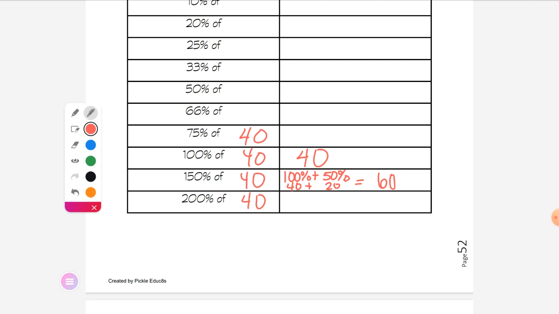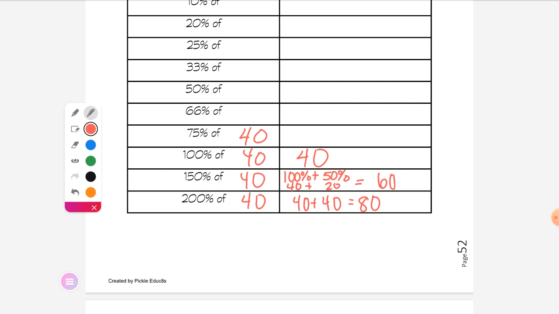Livy? Now what? On the 200% one, you can take 40 plus 40. Why can we do 40 plus 40? Because 100 plus 100 is 200. Yeah, because 100% is 40. Do you guys all agree that's one we can all find quickly? Yes. That's what all of these are supposed to be, the quick ones. Ones that we don't have to physically sit down and write out a long equation to solve it.